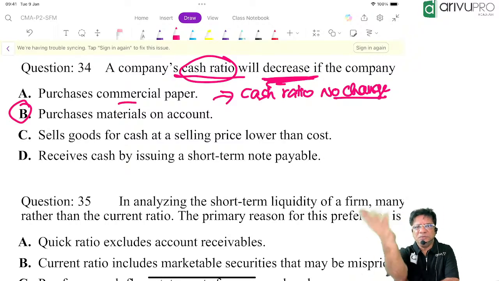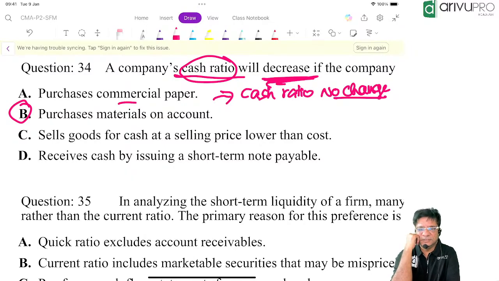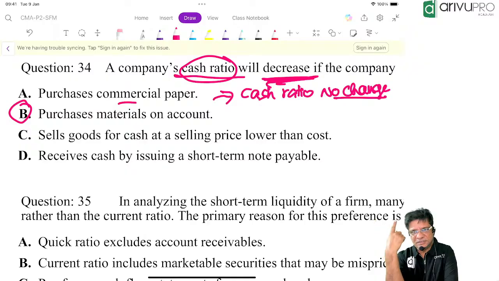That's it. Very good. So we had a meeting of C once. C sells goods for cash. Cash will increase. Inventory will come down. Just look at cash: cash increases, inventory comes down. No change. C, no change. Receives cash. Cash will increase.